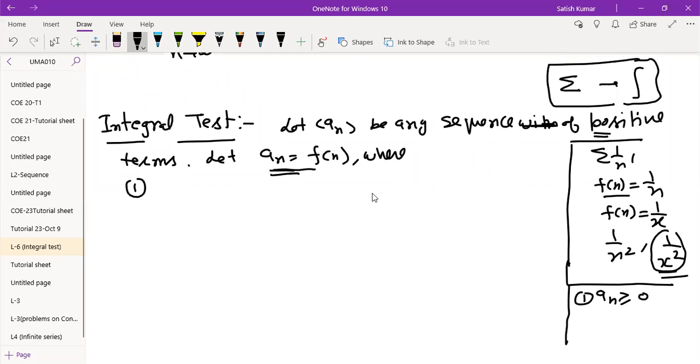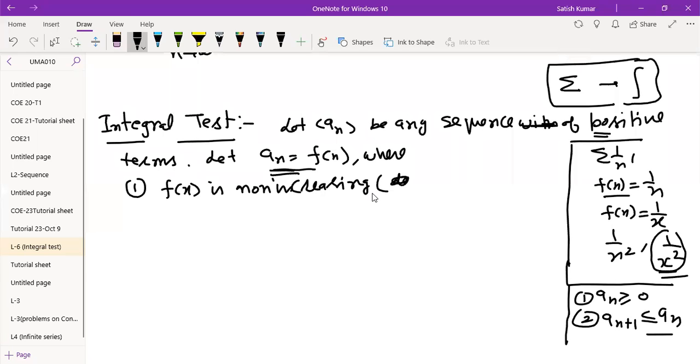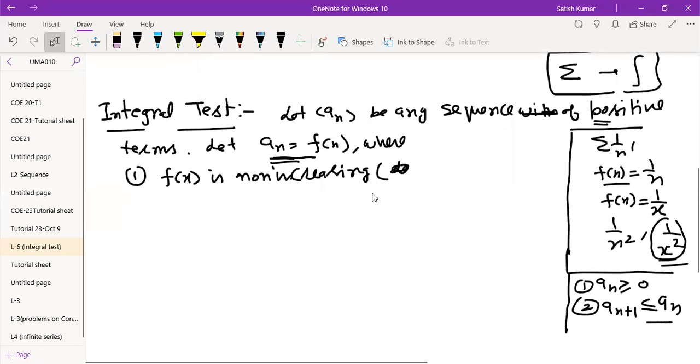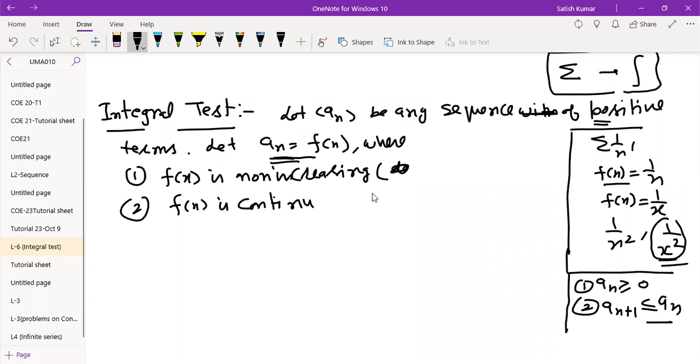So an is greater than or equal to 0, and an equals fn, where number one, fx is non-increasing. Non-increasing means decreasing or less than or equal to. That means an plus 1 is less than or equal to an. This is for fx, that is, for the continuous range, and for the sequence specifically, an plus 1 is less than or equal to an. So there are two conditions: first, it should be positive terms; then fx is non-increasing; and then fx is continuous also. As you can see in 1 by n, n is running from 1, 2, 3, 4, 5.